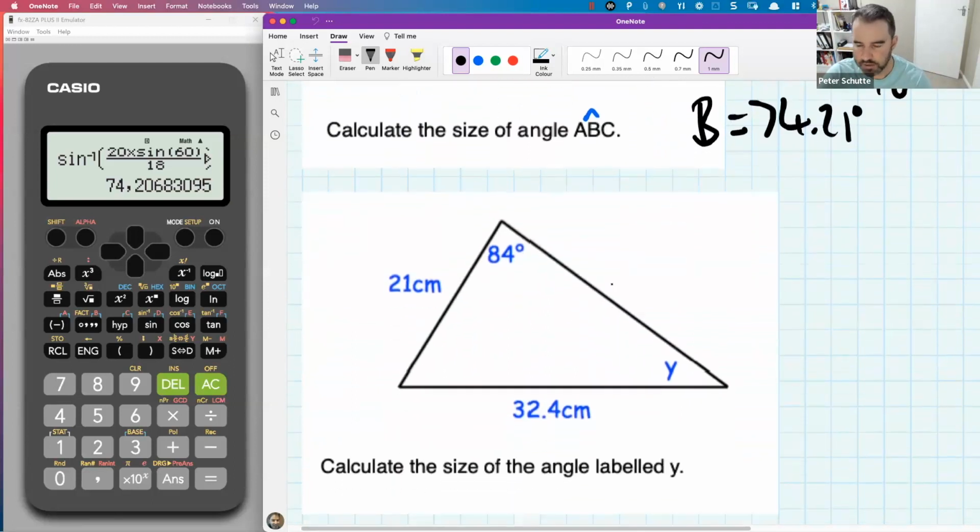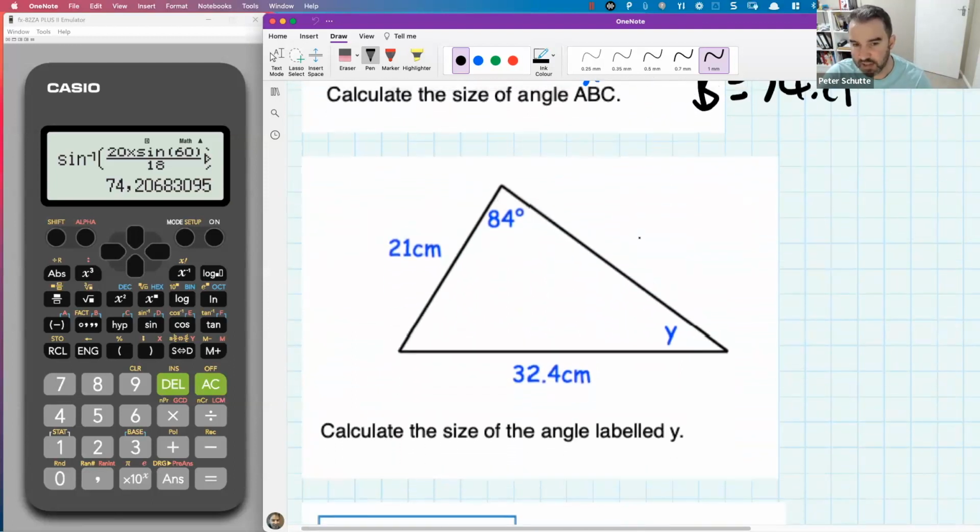Okay, well, let's do another one. We need a bit more. We're getting there, but we're not quite perfect yet. So I want you to find me the angle Y. Find me the angle Y using the sine rule.